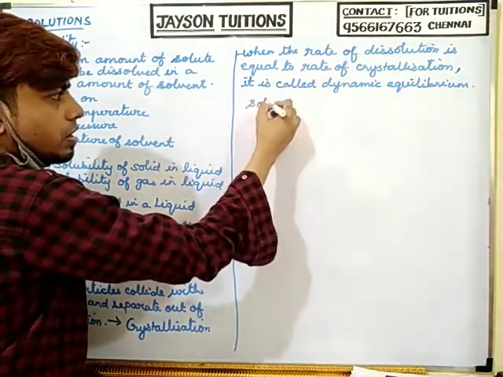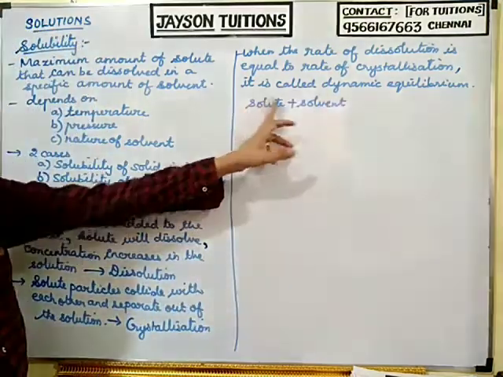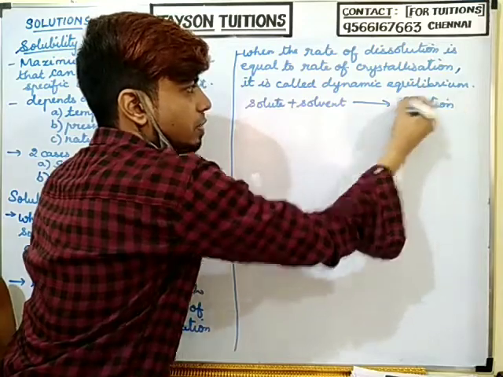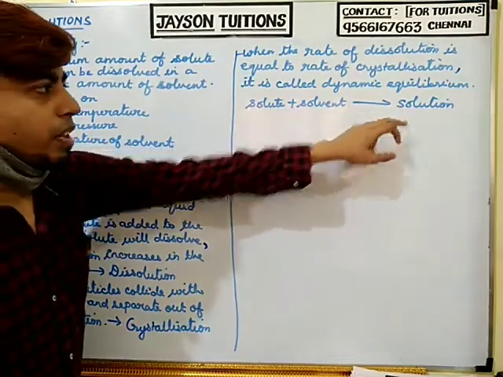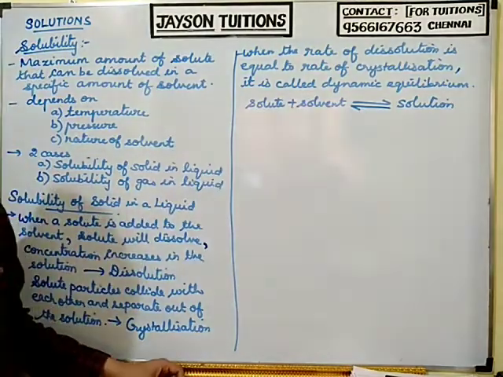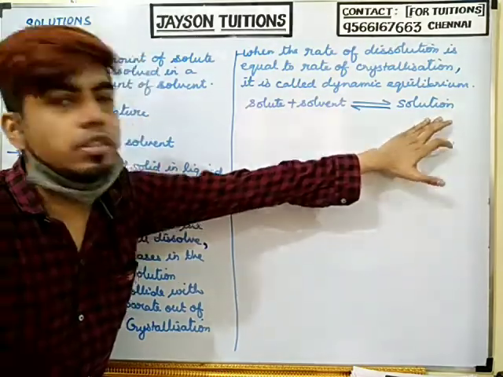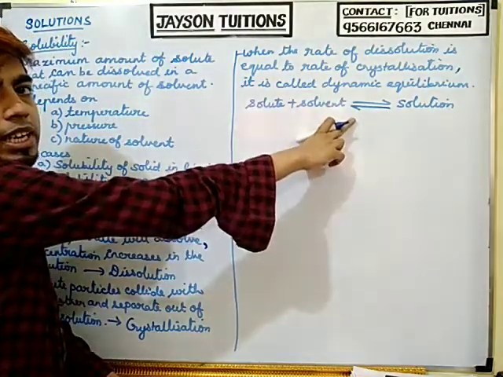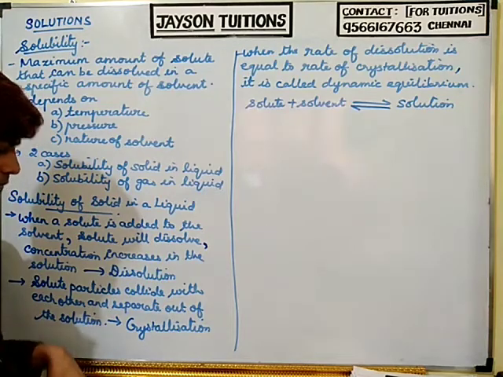First the solute will enter into the solvent. Solute will combine with the solvent and it will form what? Solution. This forward process is called dissolution. From the solution, if I get back the solvent and solute, it is called crystallization. So the forward process is called dissolution, the reverse process is called crystallization. This arrow mark indicates equilibrium, dynamic equilibrium.